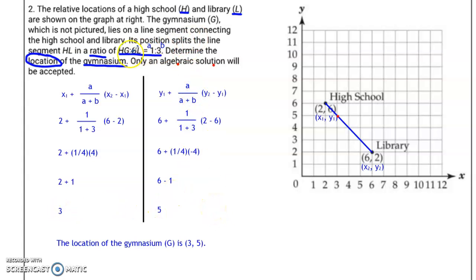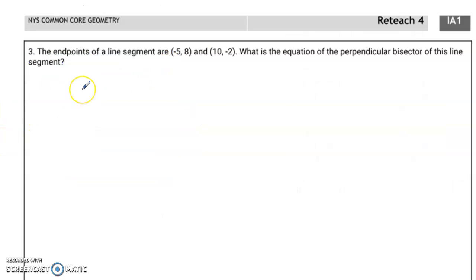Anytime you get a question that gives you a ratio, something that says splits into, a number here and a number here, you should be using that partition formula. Take a look at the next page. This is the back of that first page. Pause the video, try these out, and then see if you got them right.